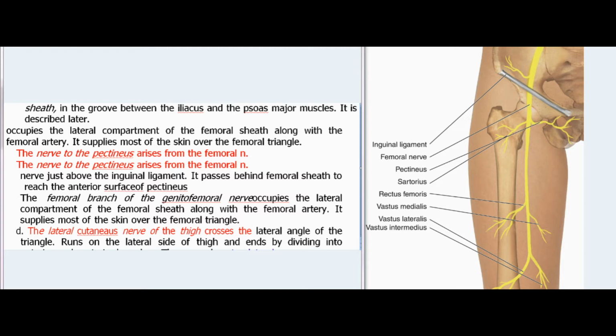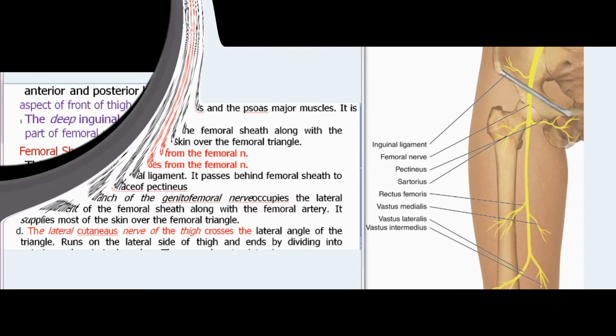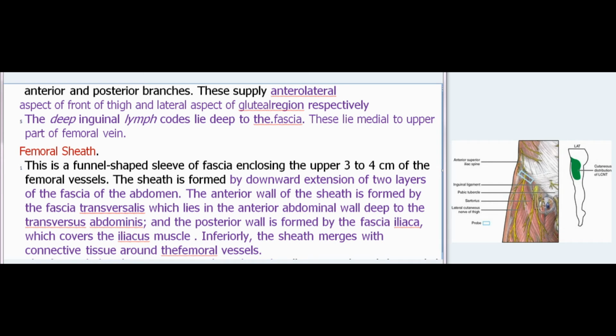D. The lateral cutaneous nerve of the thigh crosses the lateral angle of the triangle. It runs on the lateral side of the thigh and ends by dividing into anterior and posterior branches. These supply the anterolateral aspect of the front of the thigh and the lateral aspect of the gluteal region respectively. 5. The deep inguinal lymph nodes lie deep to the fascia. These lie medial to the upper part of the femoral vein.